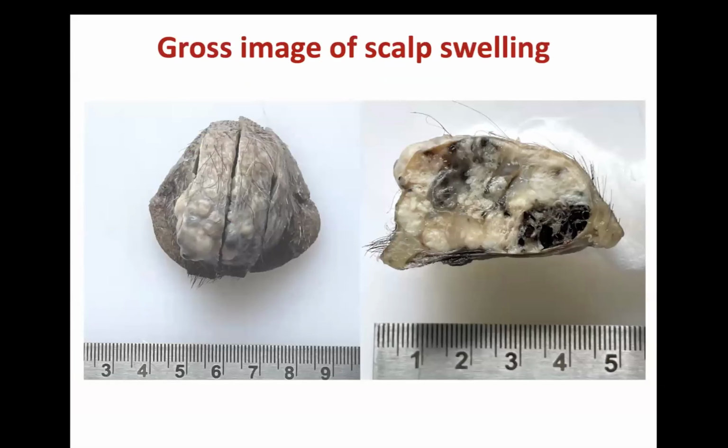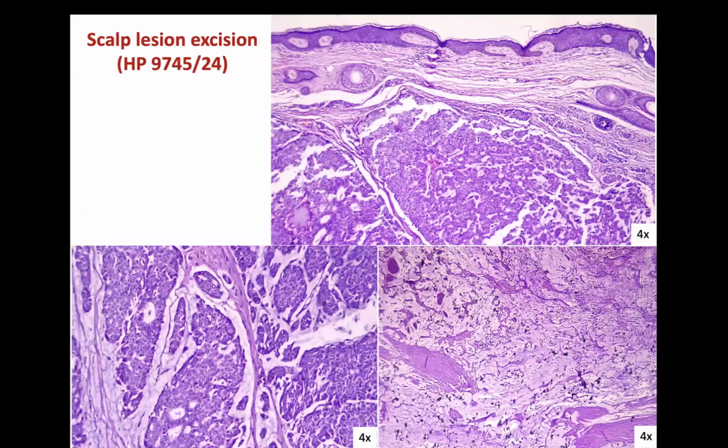This is the excision specimen that we received for this patient. It was a nodular swelling. The skin surface over the swelling was unremarkable. On cut section, it showed grey-white areas, mucin-rich areas, and also focal hemorrhage. The histopathology showed a dermal lesion. The epidermis was unremarkable. The lesion was fairly well circumscribed, and it had both cellular areas and mucin-rich areas. The mucin was seen dissecting between the collagen bundles and the tumor cells.